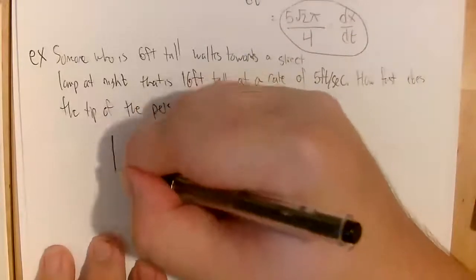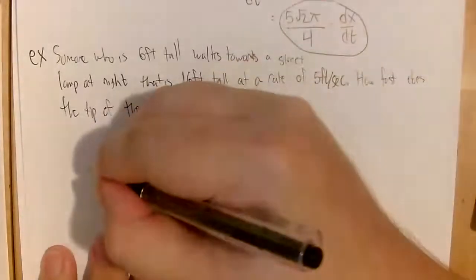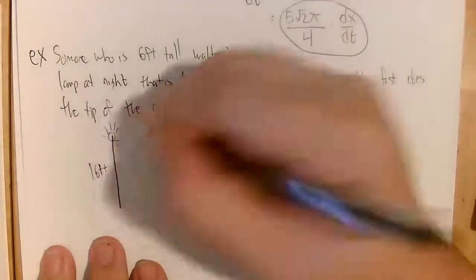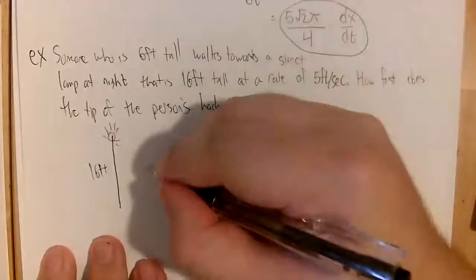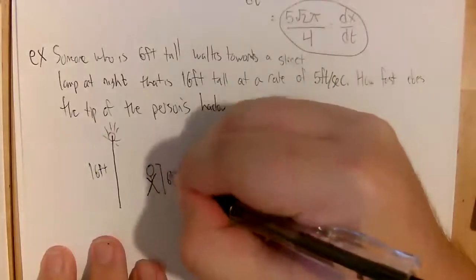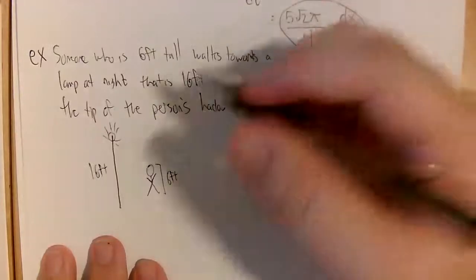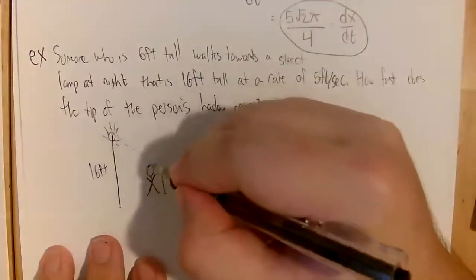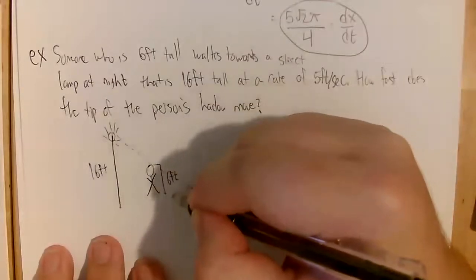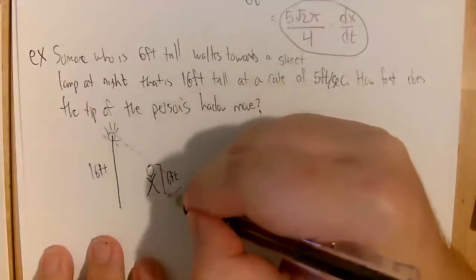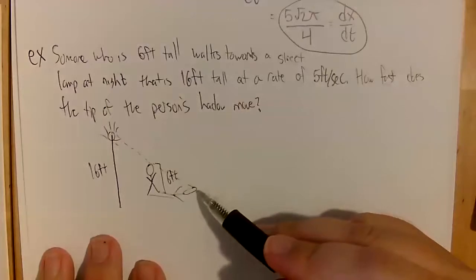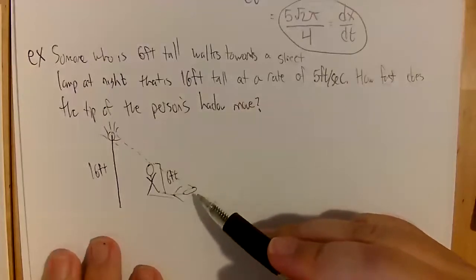So let's make this big line here. We'll say this is 16 feet. This will be our lamp post right here. And then we have our person here. This person is 6 feet tall. And then the way this works is the light shines on them and it creates a shadow right here. This is the person's shadow. So we want to know how fast this is moving.